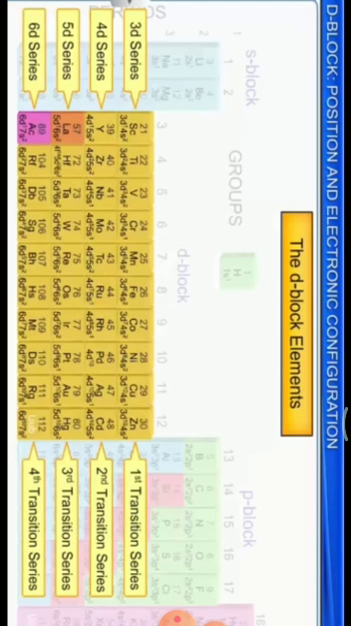The next, that is the third transition series, is the 5d series. It contains the elements lanthanum, atomic number 57, and then hafnium with atomic number 72 to mercury with atomic number 80. In this period, after lanthanum, a set of 14 elements, that is with atomic number 58 to 71, are placed below the periodic table as lanthanides.